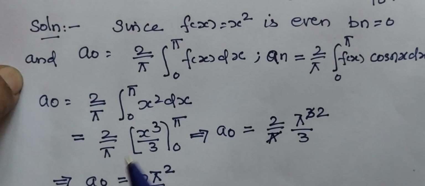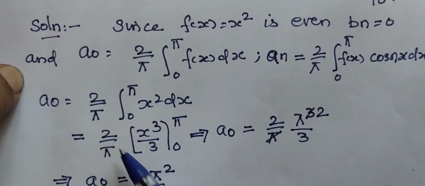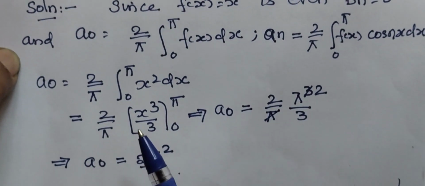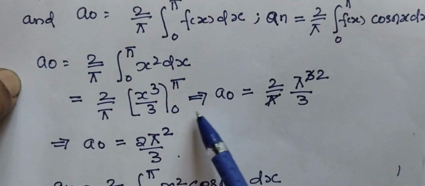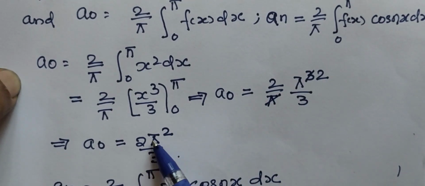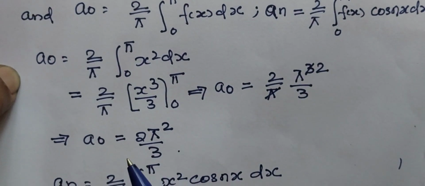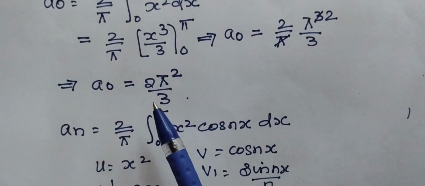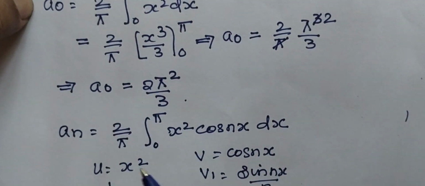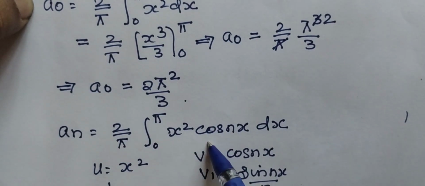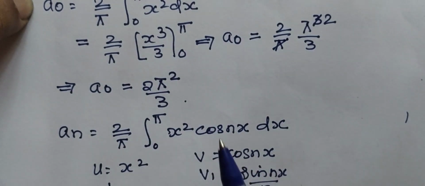Now the first part, that is the a naught value, is equal to 2 by pi integral 0 to pi x square dx. Substitute in this formula and apply the limit, we get a naught is equal to 2 pi square by 3. So what is a n? a n is the next formula, that is a n is equal to 2 by pi integral 0 to pi x square cos n x dx.